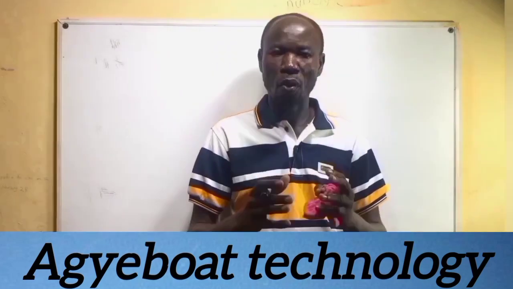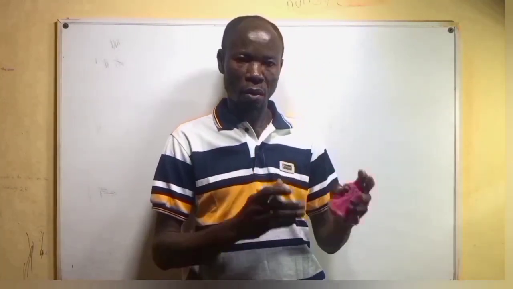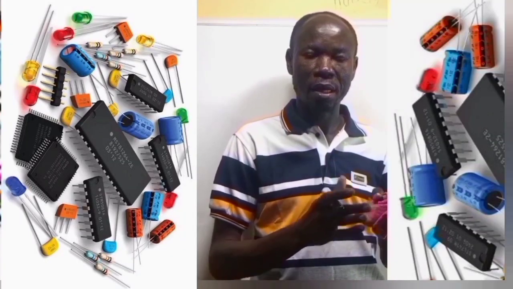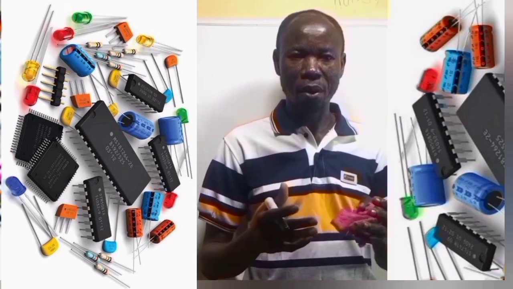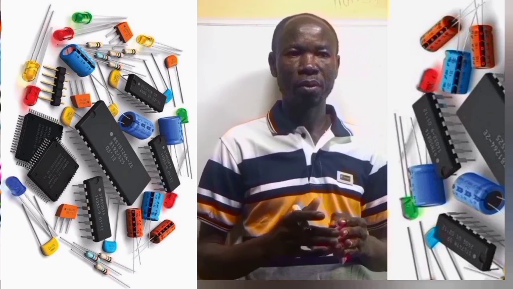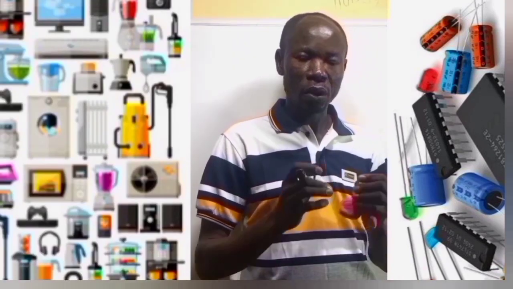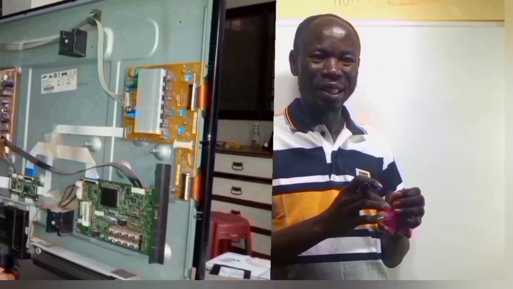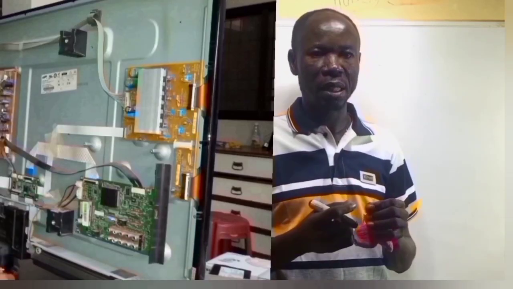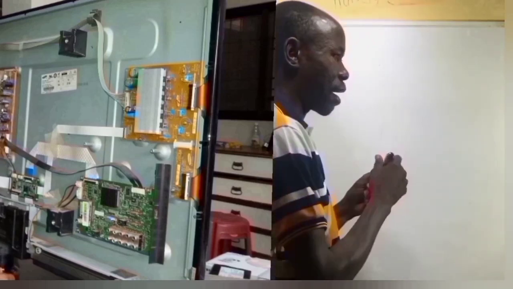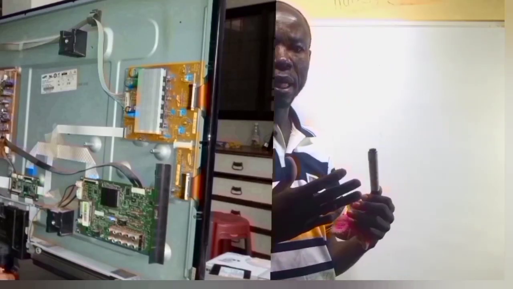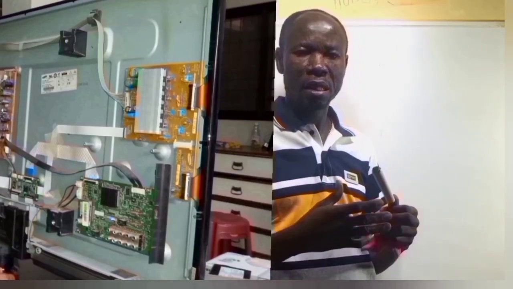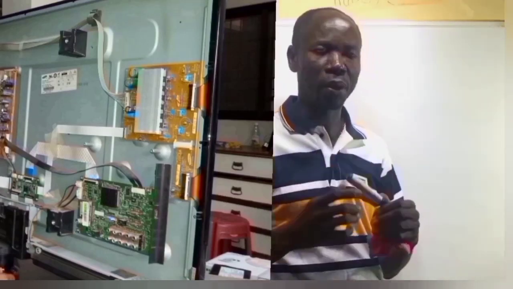Agyepo Technology here. Today we are going to learn about faults that affect some electronic components like capacitor, resistor, inductor, IC, diode, Zener diode, and many more. So when the system gets a fault, you must trace and know the component which is faulty and replace it. Okay, let's use a diagram to know more about the faults that affect some of the electronic components.